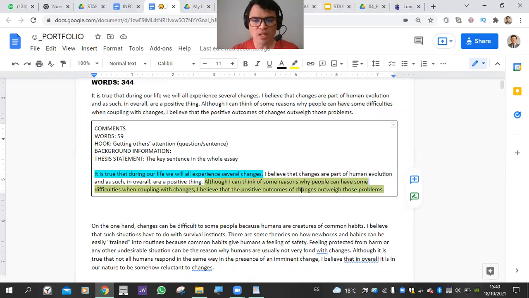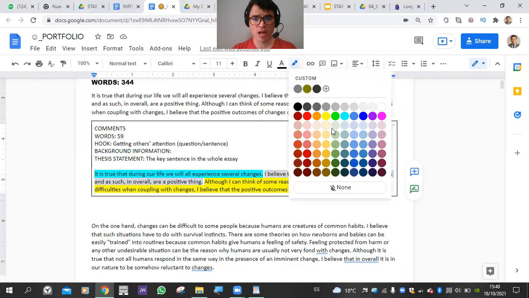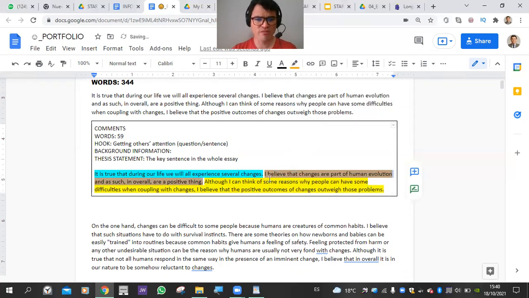Okay, so if that is the thesis statement, which is a long one, to be honest, I prefer to have very short, direct thesis statements in the introduction of my essays. Why? Because then it's easier for the reader to identify your main point. So if that is the thesis and we also have the hook, this is the background information. In my opinion, this background information is too short.